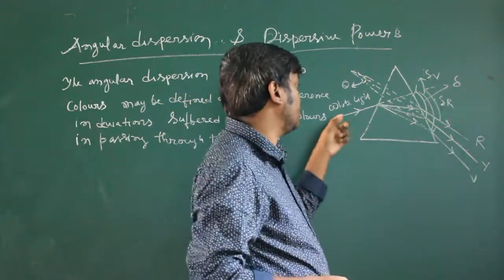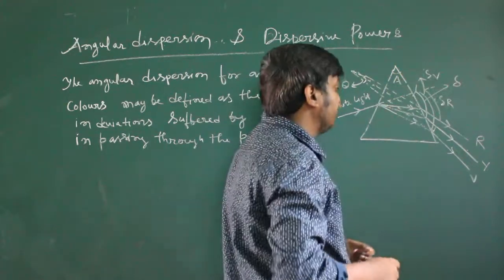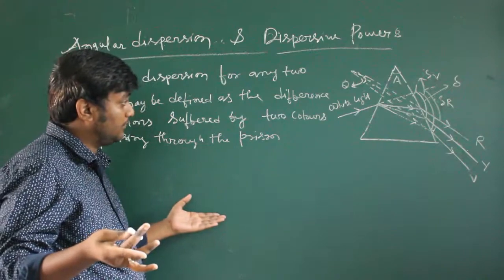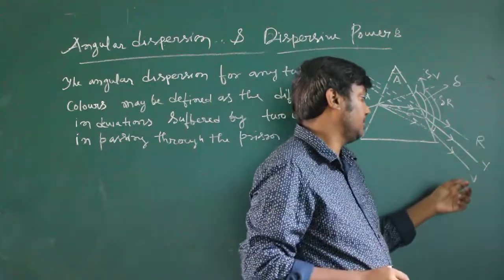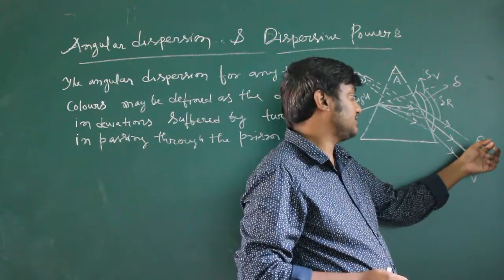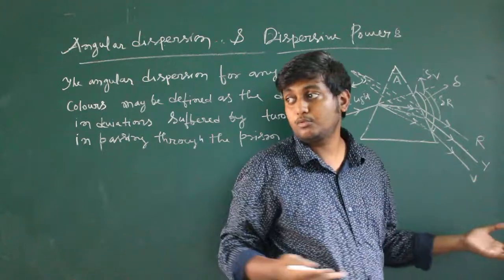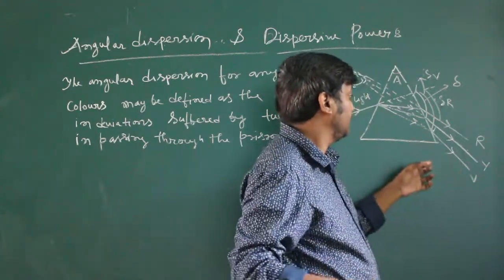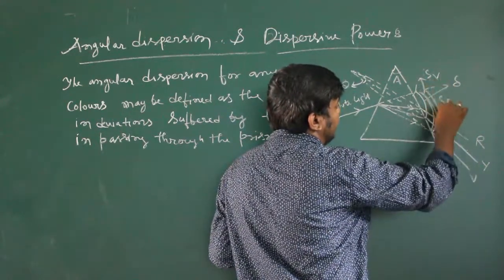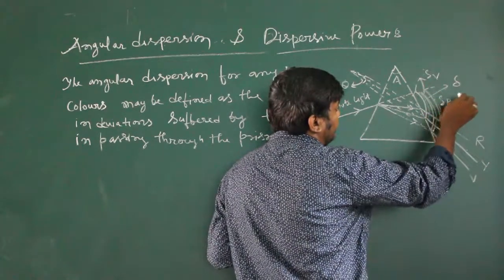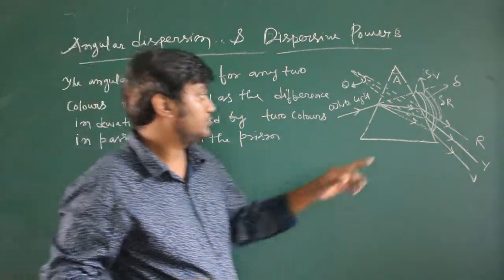Here you can see white light passing through a prism of angle, suppose, A. After passing through the prism, dispersion occurs, and we take three colors: red, violet and yellow. Red is the topmost color and violet is the lowermost color, which means violet has the larger deviation angle. This is the angle of deviation of violet, this is the angle of deviation of red, and this is the angle of deviation of yellow, which we take as the mean deviation for these two colors.